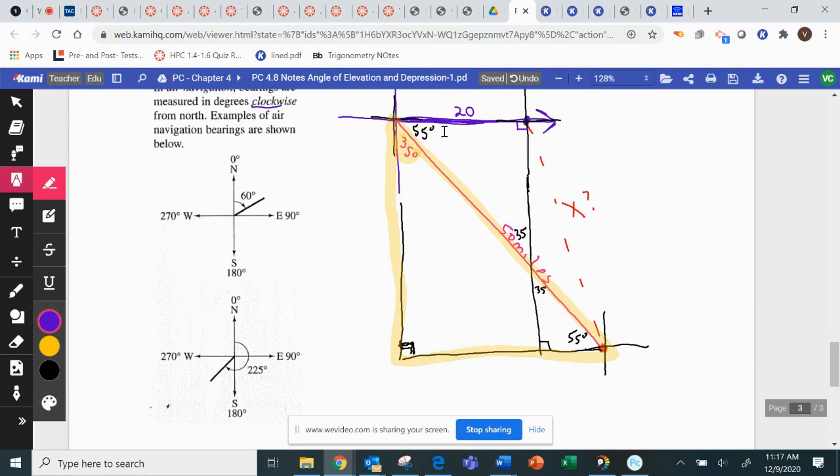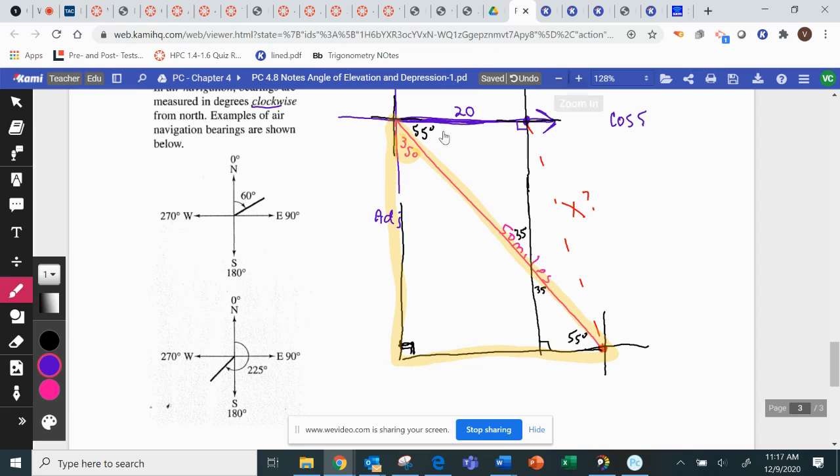And then what side do we know? Hypotenuse, okay. So if we do adjacent to hypotenuse, that's cosine. Cosine of 35 is equal to the adjacent over 50. So this side here has got to be 50 cosine 35 degrees. Okay, I got a side.